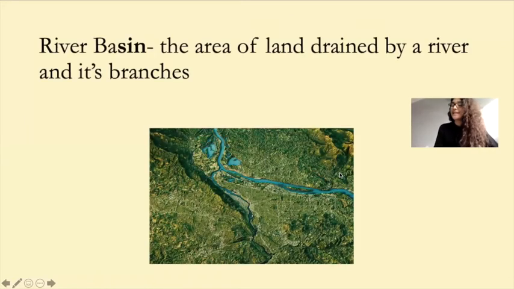You have the river basin. This is the area of land that is drained by a river and its branches. When it's drained, that means that there's a lot of water there. And so that land becomes very, very damp.